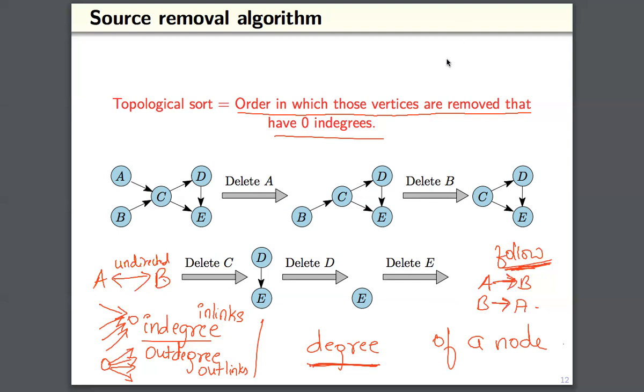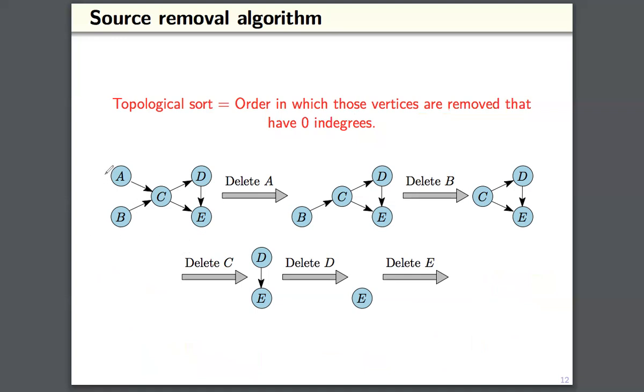Okay, anyway, let's come back. So what is the idea here? Now look at the in degree of all these nodes. Now look at the vertices that have in degree 0. Can you tell me what are the vertices in this graph that have in degree 0? A and B. So you can delete either A or B, right? Let's delete A. I mean, you could have deleted B also. That's totally fine.